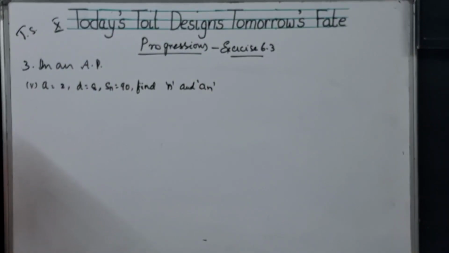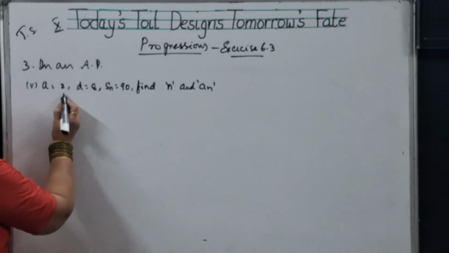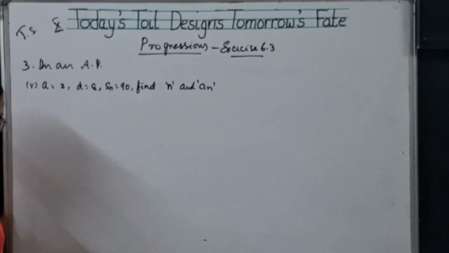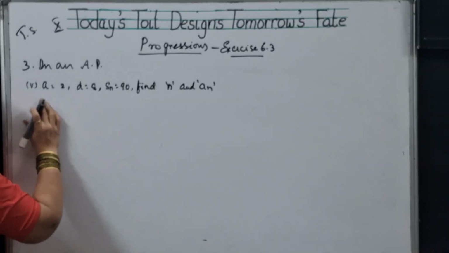Now, fifth sum, children. In the fifth sum, you need to find out an. A is given, D is given, Sn is given. You have to find n and an, the nth term. N value and an value you need to find out.